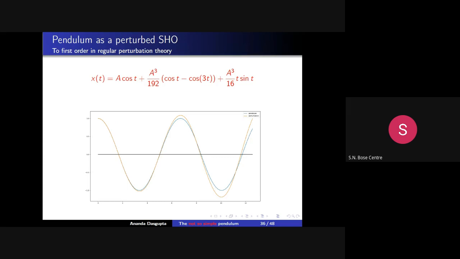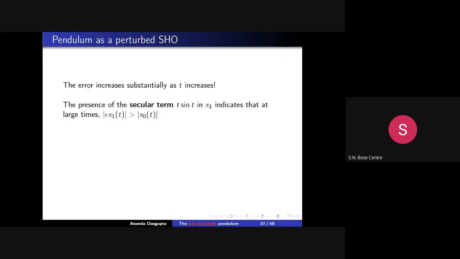Unlike the pendulum, which has an oscillation of a particular amplitude, this keeps on growing in amplitude. And in fact, because this term t sine t is there in x1, even epsilon times x1 is going to exceed x0 if you wait long enough, right? X0 is an oscillatory thing which goes between plus minus a, but x1 is a term which keeps on growing with time. So this basic idea of perturbation theory, that all of these can be calculated order by order, and the higher order terms are smaller than the lower order terms, drastically breaks down here. So regular perturbation theory will break down.